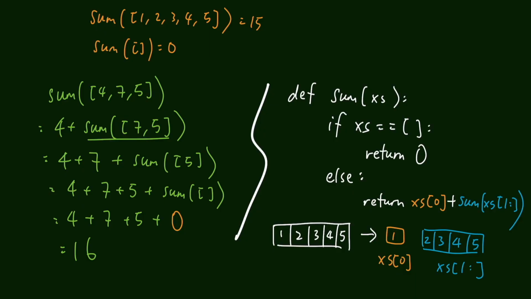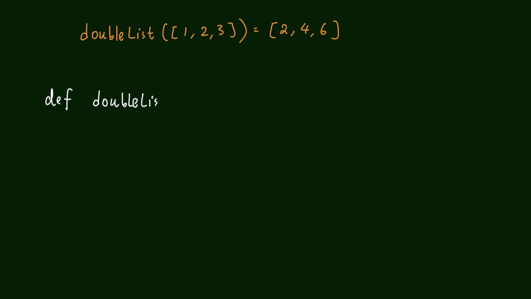So far so good. Time for another example. This time, we concern ourselves with a function that I name doubleList, which doubles every element of the given list. A simple example would be doubleList of 1, 2, 3 gives a new list with 2, 4, 6. Similar to our previous example, we split our code into two cases. The case where the list is empty, which is the base case, and the case where the list is non-empty, which is the recursive case.